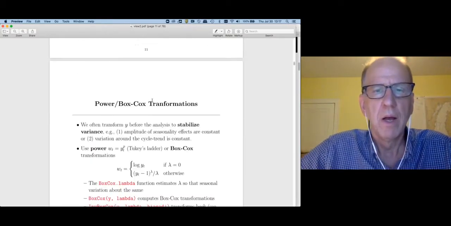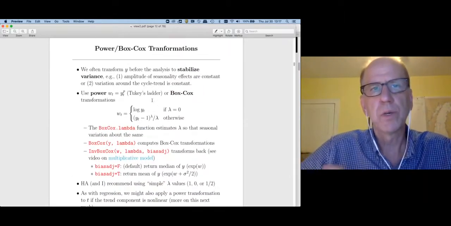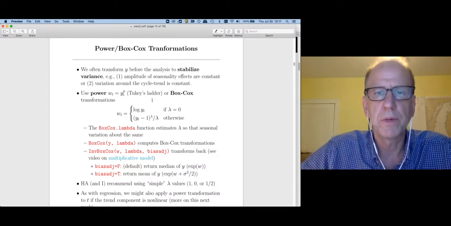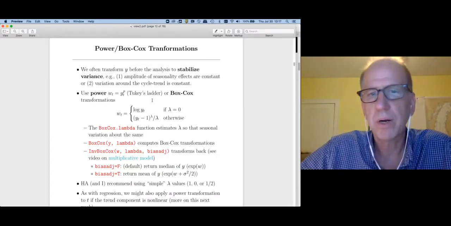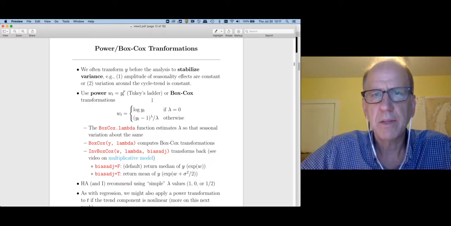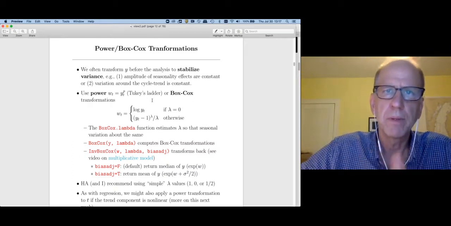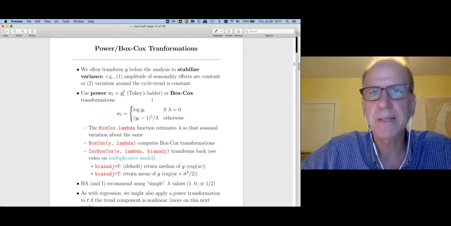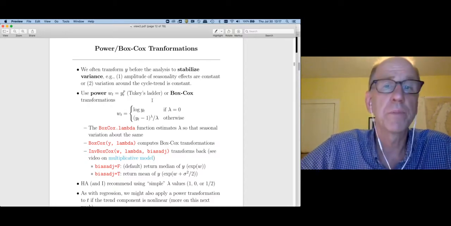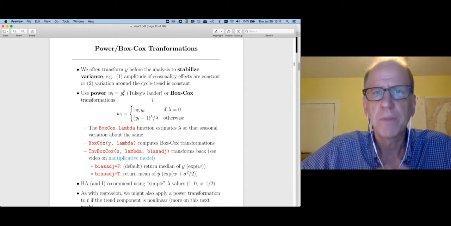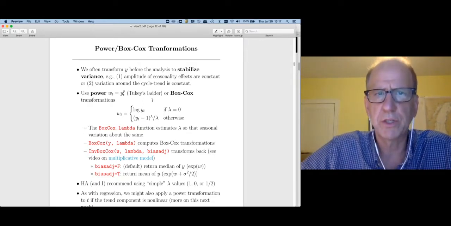All right. Now I want to move on to another class of transformations that we may want to take prior to an analysis. And these transformations have a number of names. They're either called power transformations or Box-Cox transformations. I've called them Tukey's ladder of transformations in my regression videos. The purpose for these transformations is to stabilize the variance.